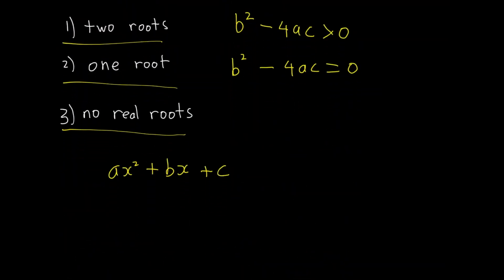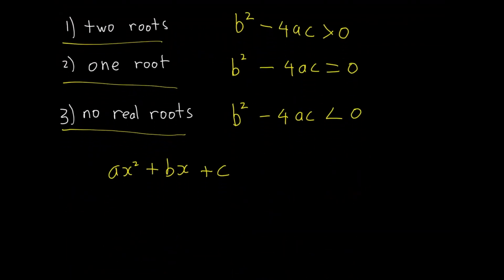And let's look at our third and final type of root of quadratic, and that is no real roots. And as you could probably guess, this is when b squared minus 4ac is less than 0. And how would the graph look? Well, it will look something like this. As you can see here, it doesn't touch the x-axis at any point, therefore it has no real roots.